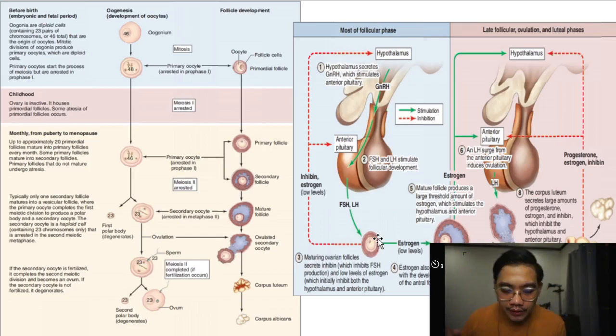So gradually, the estrogen increases. And then, when your hypothalamus detects it, your pituitary is still controlled by your hypothalamus.